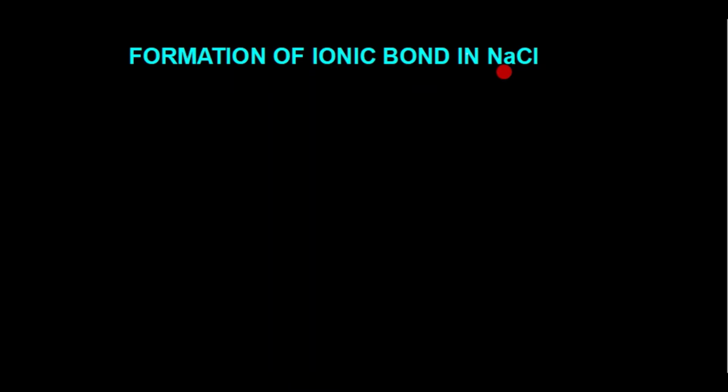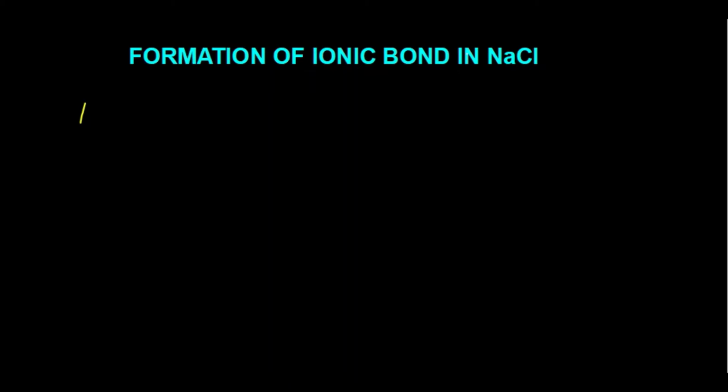We know sodium is a metal. It is an alkali metal. It belongs to group 1A of the periodic table, while chlorine is a non-metal. It belongs to group 7A of the periodic table, which is known as the halogens. In order to understand the formation of ionic bond in sodium chloride, we will write the electronic configuration of sodium as well as chlorine. So let's start the session.